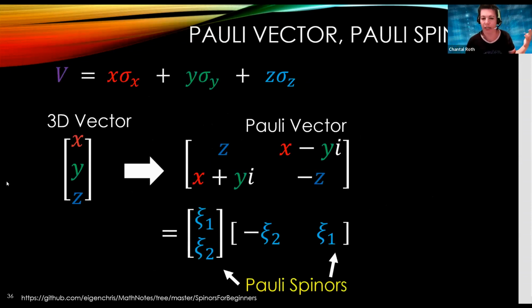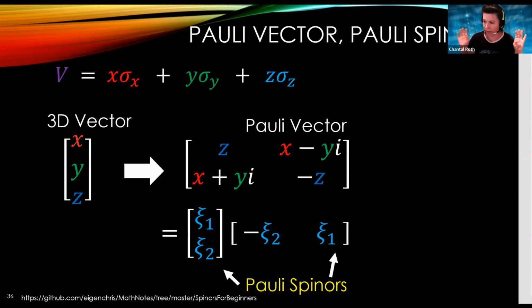So basically, when you have a normal 3D vector and you multiply it with the Pauli matrices, you get something called a Pauli vector. It's just math. You take the X, Y, and Z, plug in those sigmas, and that's what you get out. That's not very complicated. The interesting part is that this Pauli vector can be factored into a column vector and a row vector. And these are now the Pauli spinors. So now it gets interesting. Now we're getting towards the spinor.